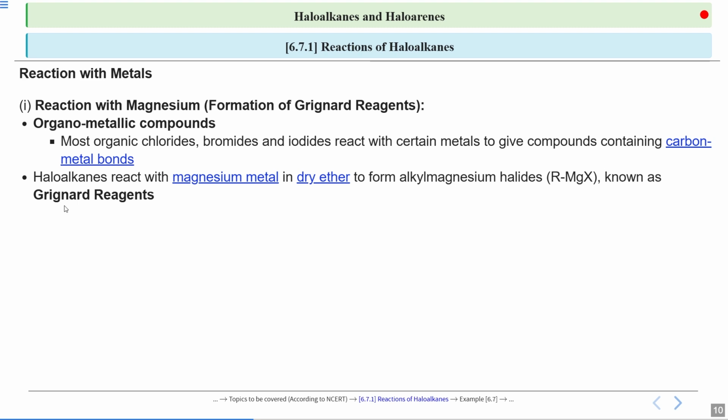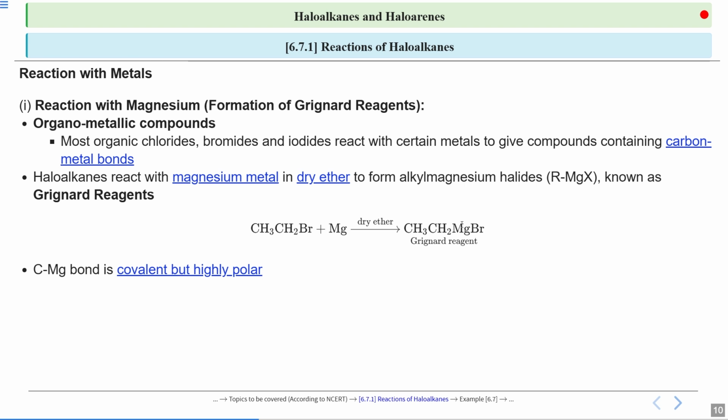And this forms when you react haloalkanes with magnesium metal in dry ether. This is the reaction where we are taking ethyl bromide. This is a haloalkane. You are reacting this with magnesium metal in the presence of dry ether. And you are getting your product as Grignard reagent, that is CH3CH2MgBr.